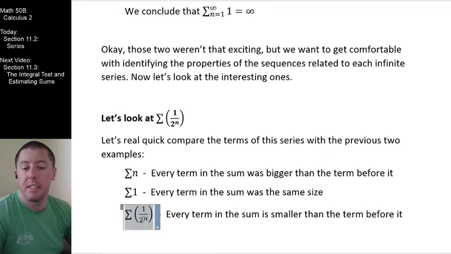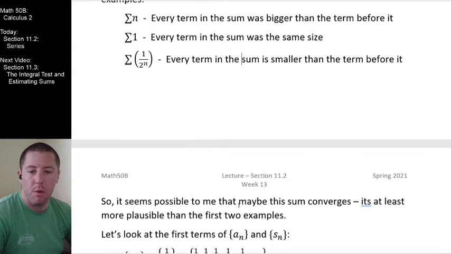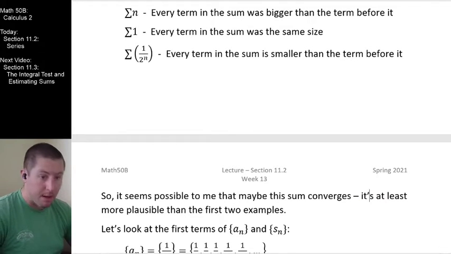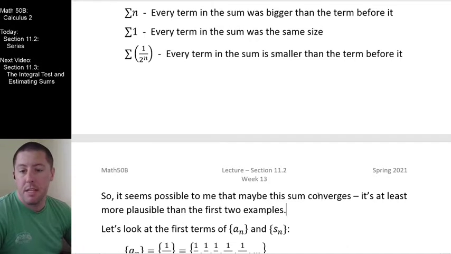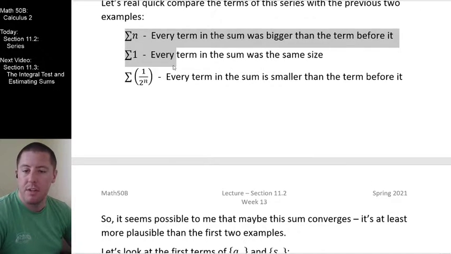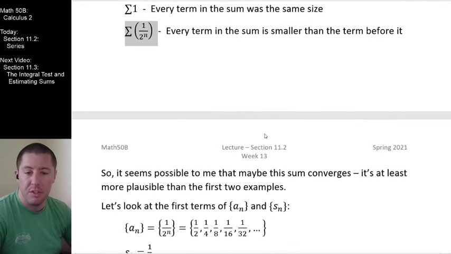Now we can very clearly see that in this example right here, every term in the sum is smaller than the terms that came before it. 1/2, 1/4, 1/8. And therefore, it seems plausible to me that maybe this sum converges. It's at least more plausible than the first two examples. I think it's relatively obvious that these two are going to diverge right there since we're adding up an infinite number of integers. But now that we're adding up an infinite number of fractions where each one is smaller than the last, I'm thinking maybe this thing might actually converge.